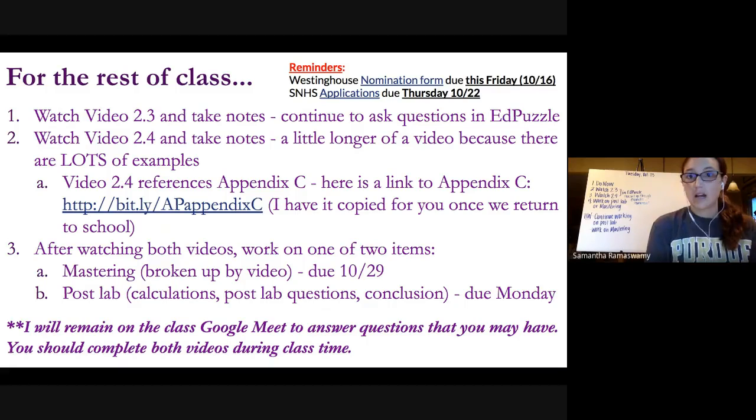If you want to print it out so that you have it, that's okay. But I do have it copied for you already at school because we will be using it often. I do reference Appendix C, so I want you to be able to at least look at it so you know what I'm talking about. And then after watching both of the videos, you can work on mastering and the post lab.